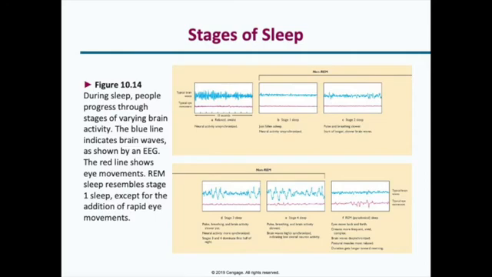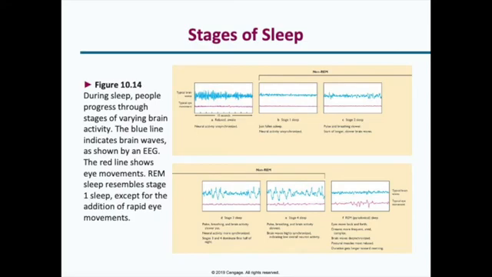A sleeper first enters stage 1, when the eyes are nearly motionless and the EEG shows many short, choppy waves that indicate a fair amount of brain activity. As sleep continues, a person progresses into stages 2, 3, and 4. These stages differ in the number of long, slow waves. Stage 2 has the fewest and stage 4 has the most. These waves indicate synchrony among neurons related to decreased brain activity.